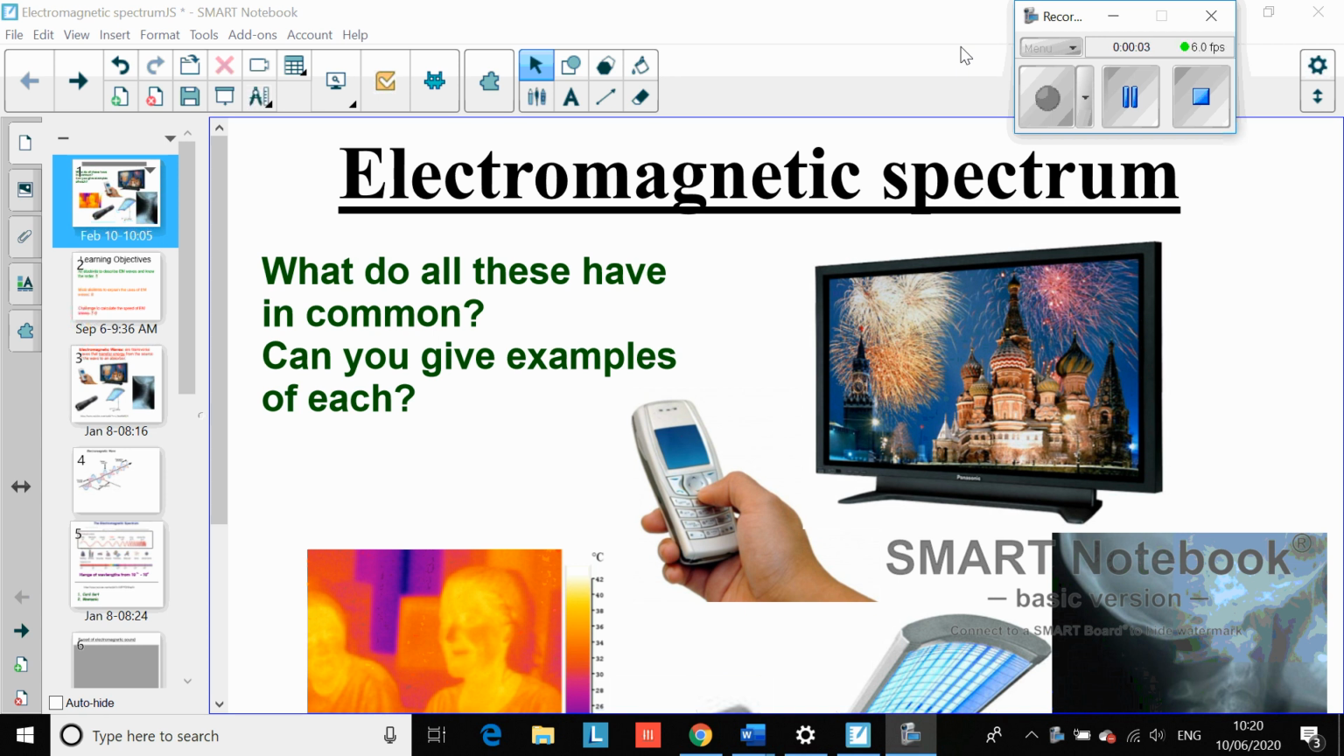Hello Year 10. Today we're going to be looking at the electromagnetic spectrum. So that is your title. What I would want you to do first is, what do all these have in common? So let's just think about them.